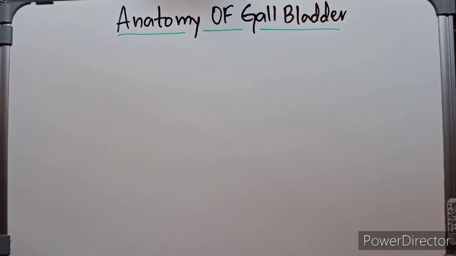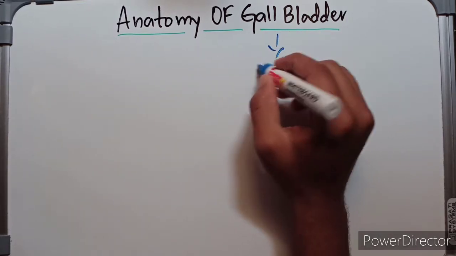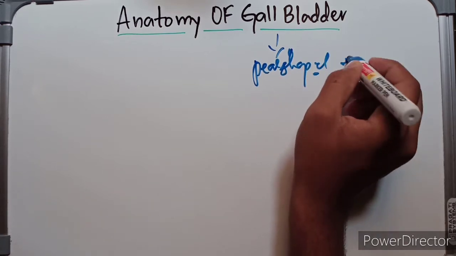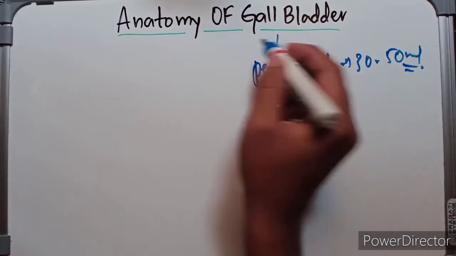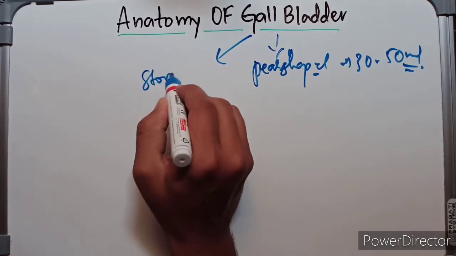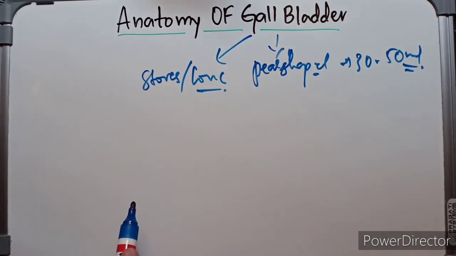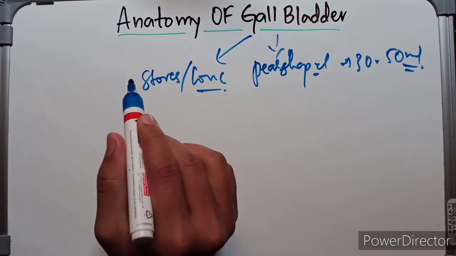In this video we are going to discuss the anatomy of the gallbladder. The gallbladder is a pear-shaped organ with a capacity of up to 30 to 50 ml. It stores and concentrates the bile fluid that is secreted by the liver, and discharges it into the duodenum by its muscular contraction.